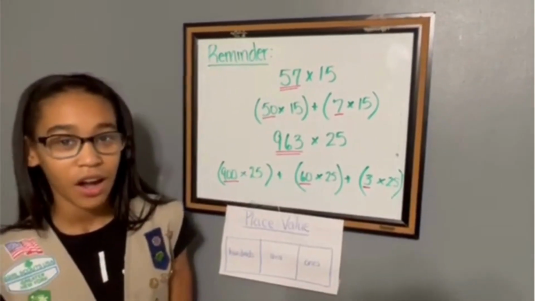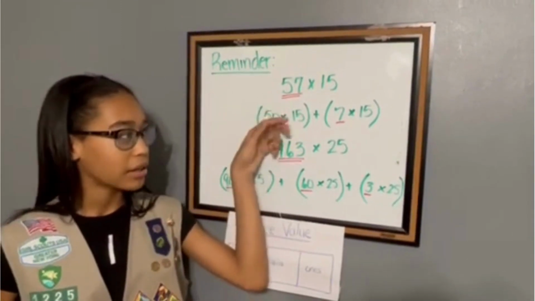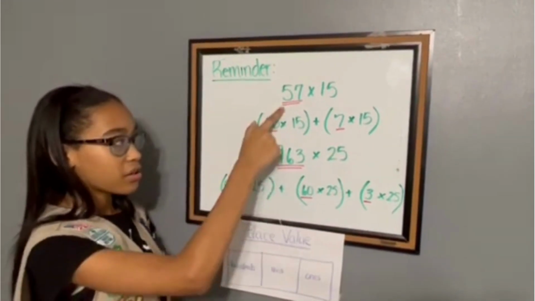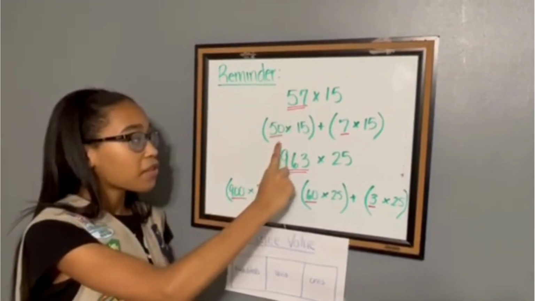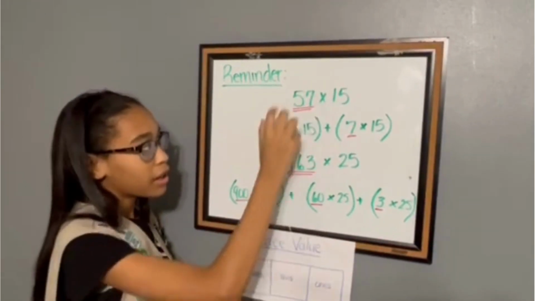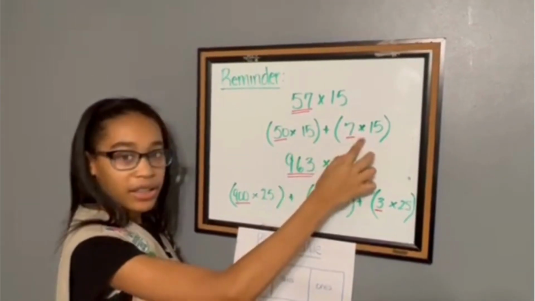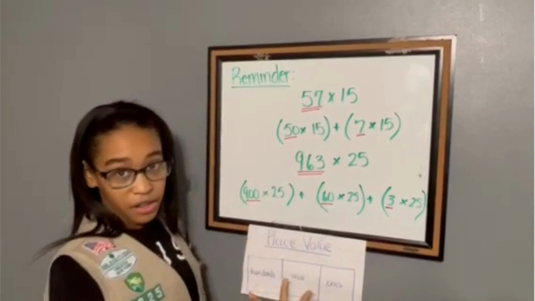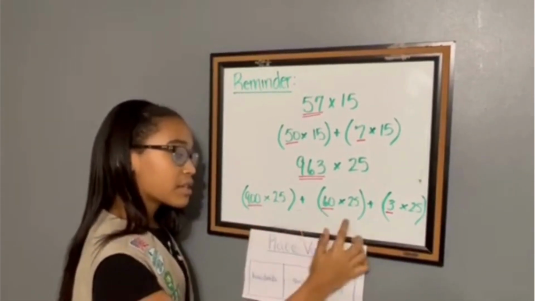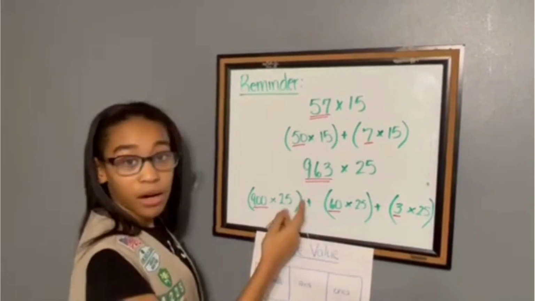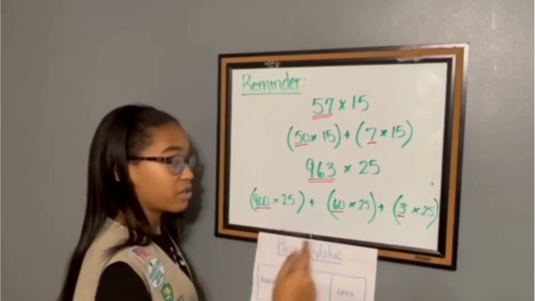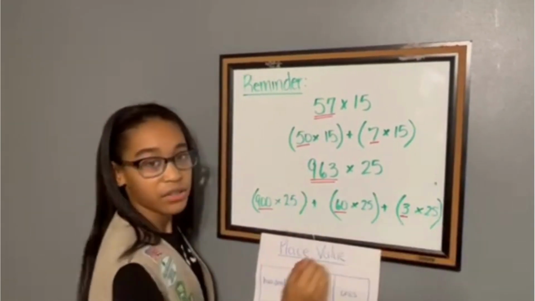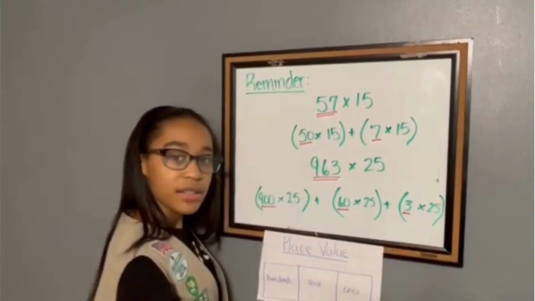Remember, mathematicians, when you're multiplying a 2-digit number times another factor, you're going to have 2 sets of parentheses. Because when you're distributing 57, you get 50 and 7. And you want to be able to distribute each part of 57 to 1 parenthesis. And when you're multiplying a 3-digit number times another factor, you're going to have 3 sets of parentheses. Because when you decompose 963, you get 900, 60, and 3. And you want to be able to distribute each part of 963 to your 3 parentheses.